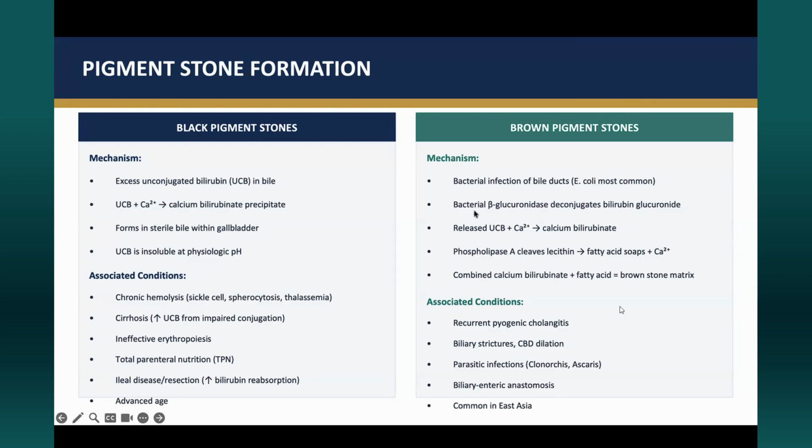These are those due to infection by bacteria. It deconjugates bilirubin, releases this plus calcium, and then forms calcium bilirubinate, which then removes the lecithin, then forms fatty acid soaps, and produces now a combined calcium bilirubinate.